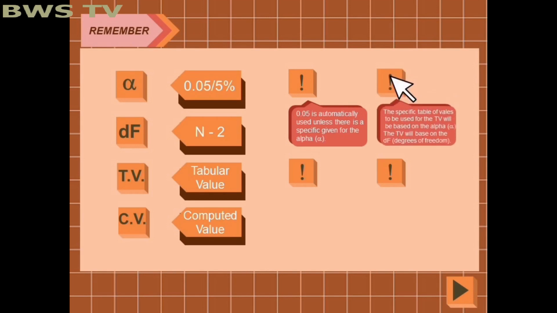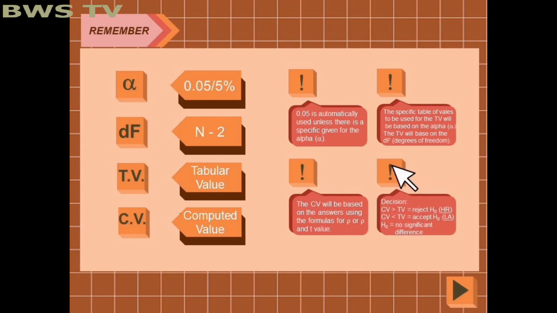The specific table of values to be used for the tabular value will be based on the alpha. The tabular value will be based on the degrees of freedom. The computed value will be based on the answers using the formulas for Rho and t-value.